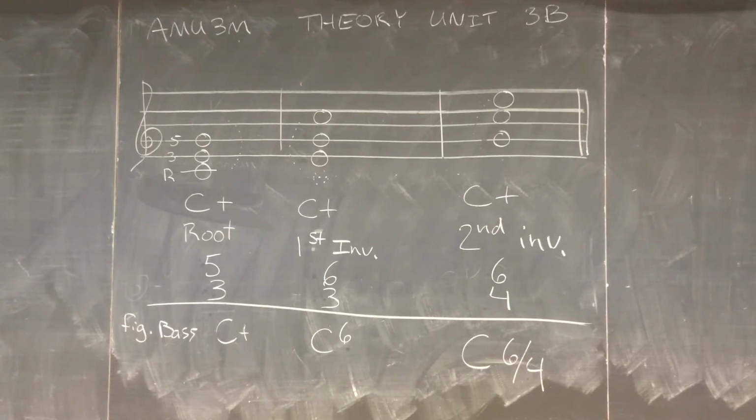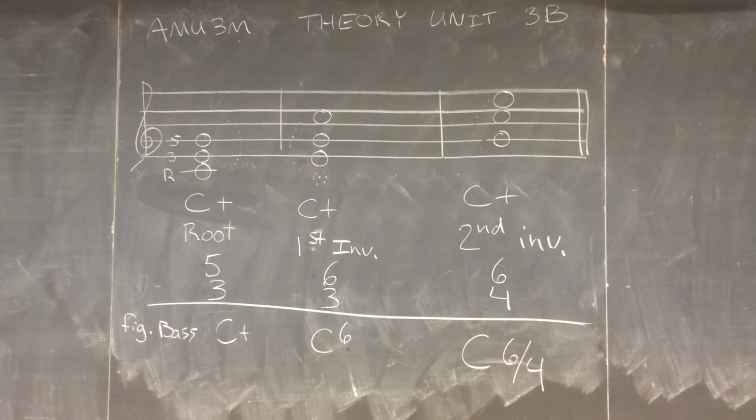And second inversion, the fifth is now the bass voice note. And you can see again, those numbers correspond to how the intervals have been altered. Again, the flavor or the overall sound of the triad in this case is still C major. All we're doing is moving various notes around.